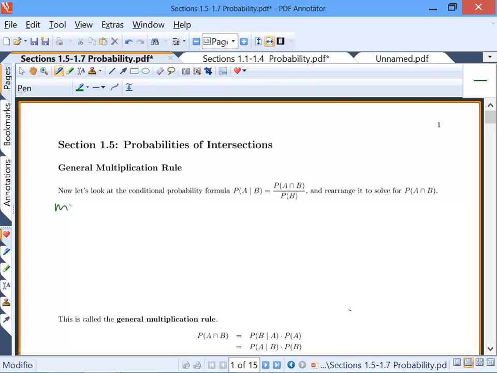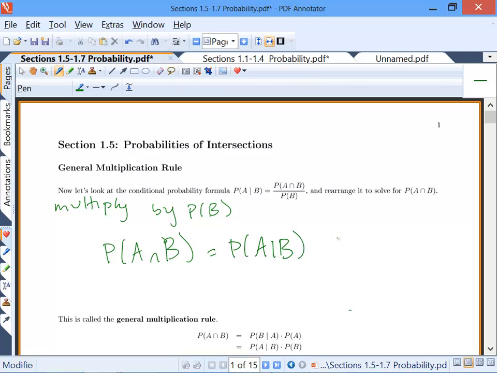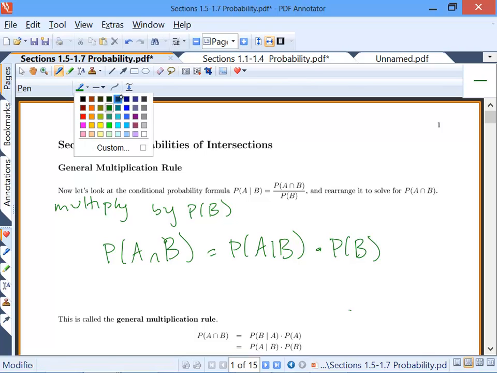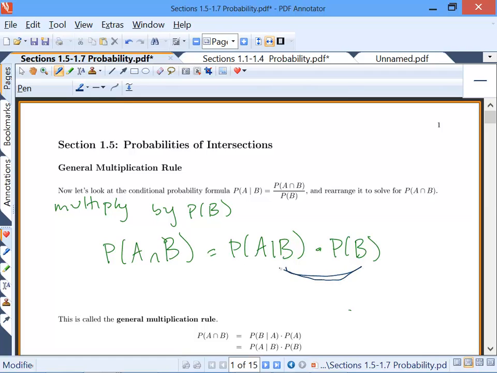So we just multiply by the probability of B, not too bad. So we get the probability of A intersect B equals the probability of A given B times the probability of B. So notice here, of A given B, the thing that I know, that's also the probability that I multiply it by.